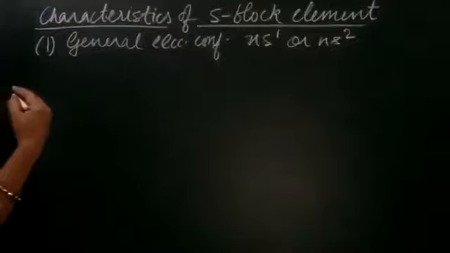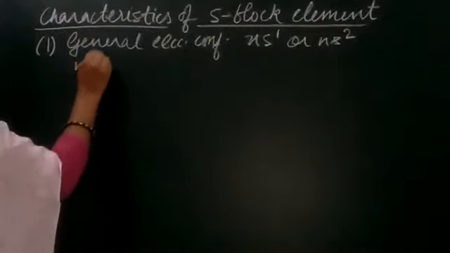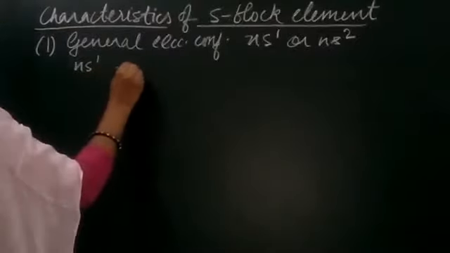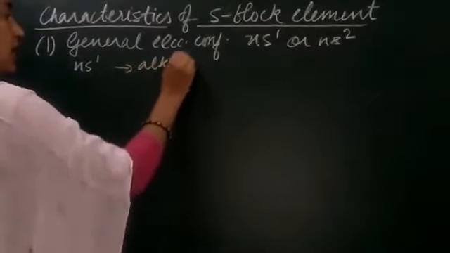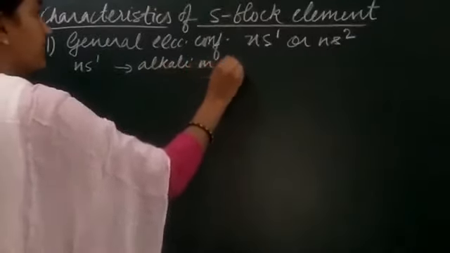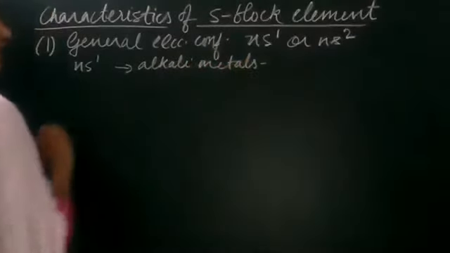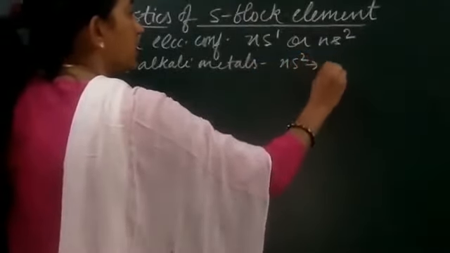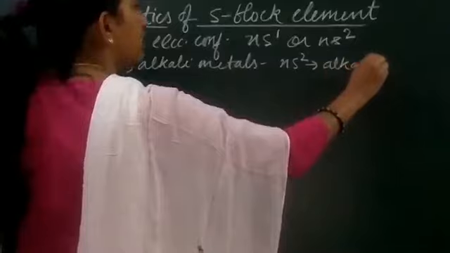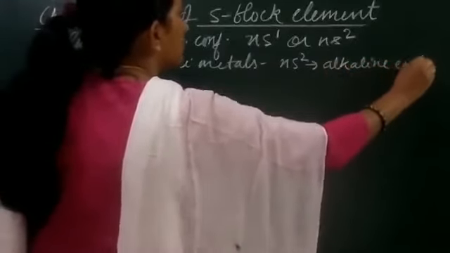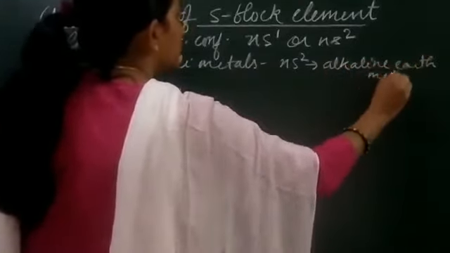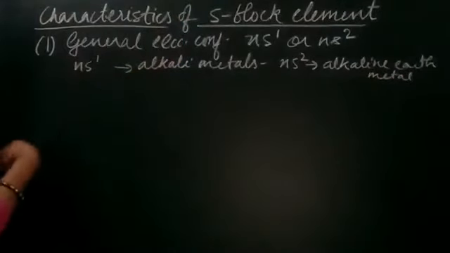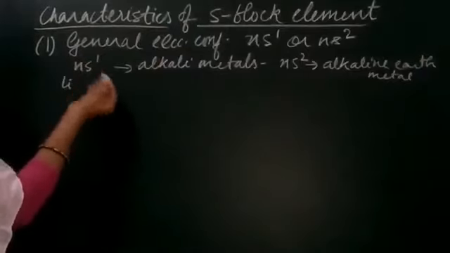If it is ns1, that is the outermost electronic configuration of alkali metals. And if it is ns2, this is of the alkaline earth metals, right? Now we can have alkali metals like lithium, sodium, potassium.